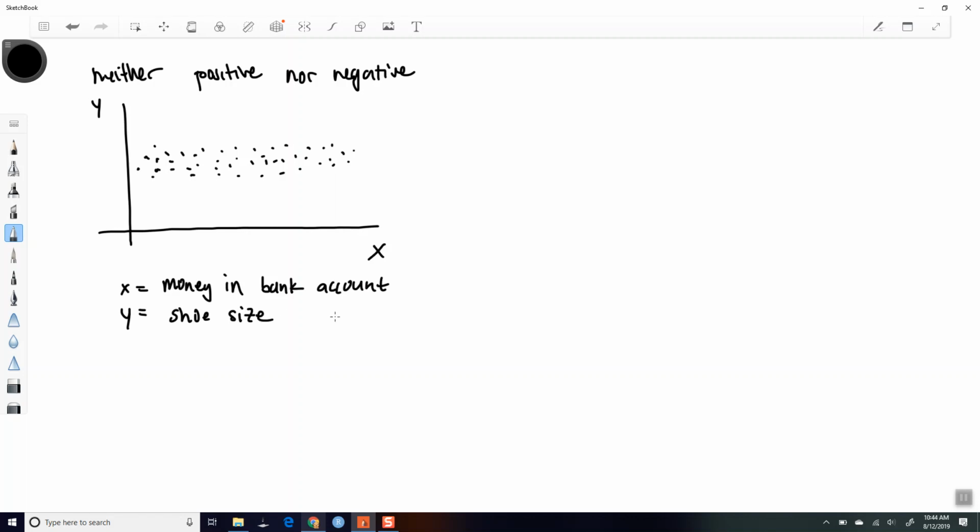And we would not expect to see a relationship there. There are people with lots of money and little feet, lots of money with big feet, people with little money with little feet, and little money with big feet, things like that, okay? Other things where there's just a big mess of points. This would all be neither positive nor negative.